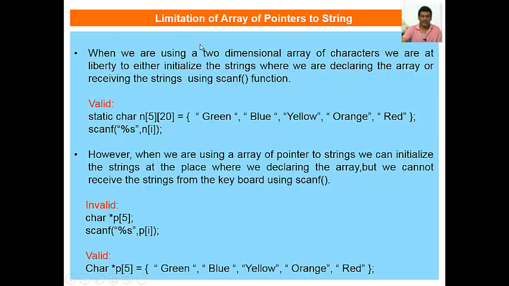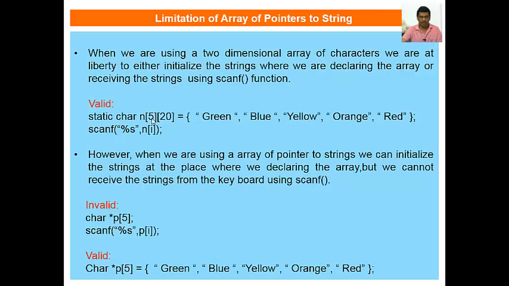So, the limitation of an array of pointers to strings. If we want to store strings, for example, we use a 2-dimensional array to store them. That is static char n[5][20]. So it is 5 rows, and each row has 20 columns. It's a character, so each row is 20 bytes.